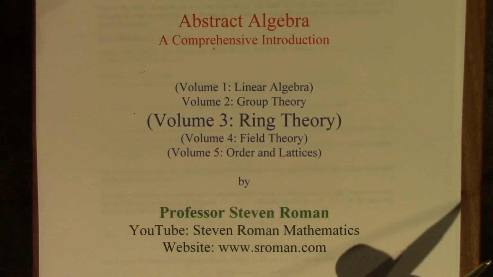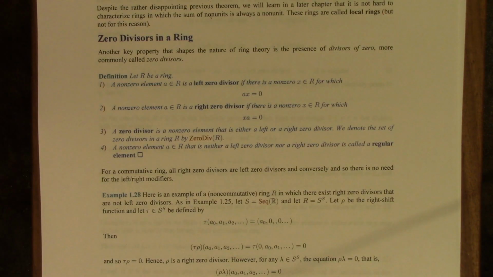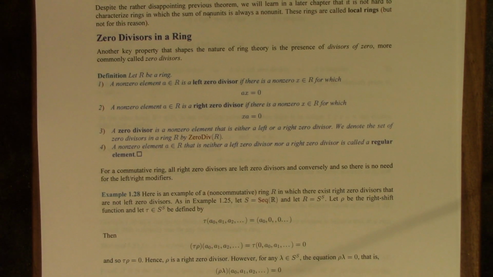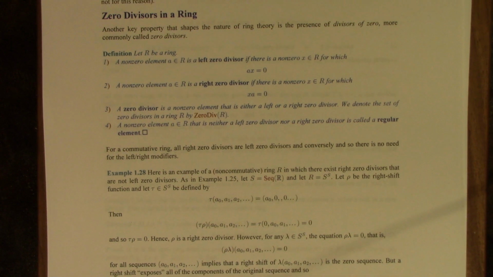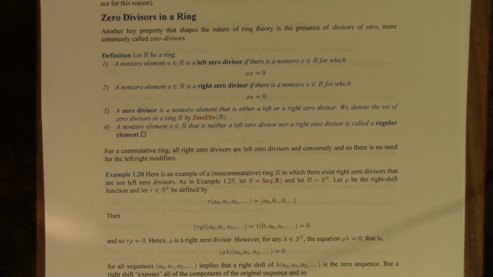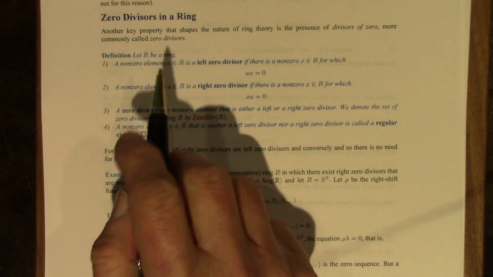Let us continue the ring theory lectures. Another key property that shapes the nature of ring theory is the presence of divisors of zero, more commonly called zero divisors. Here is the formal definition.